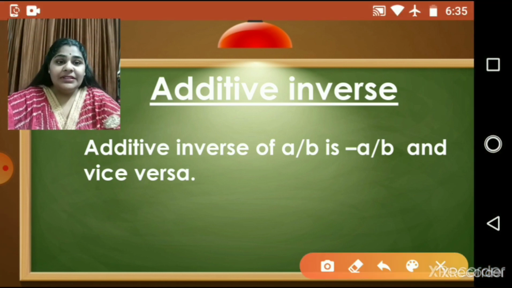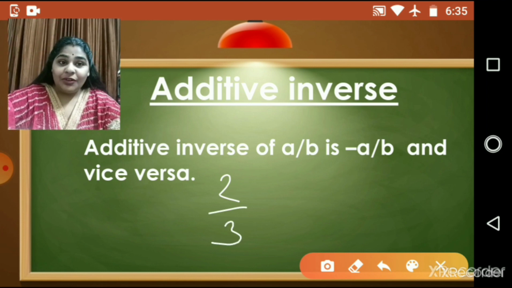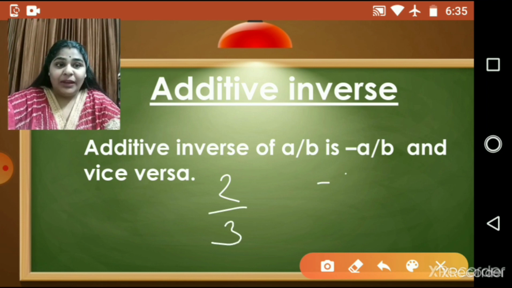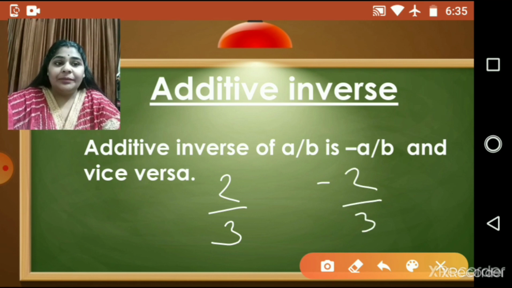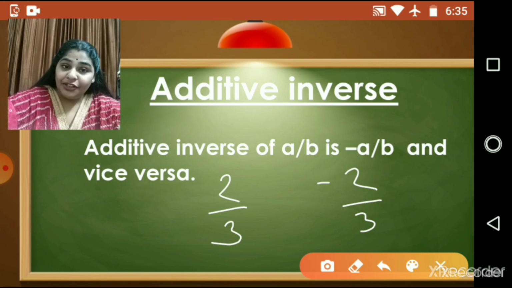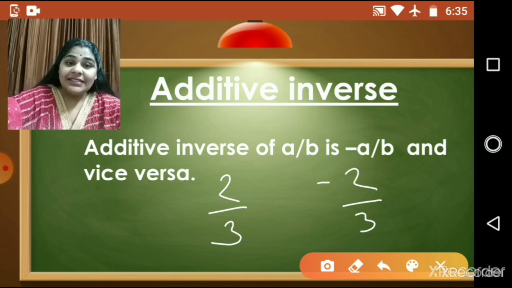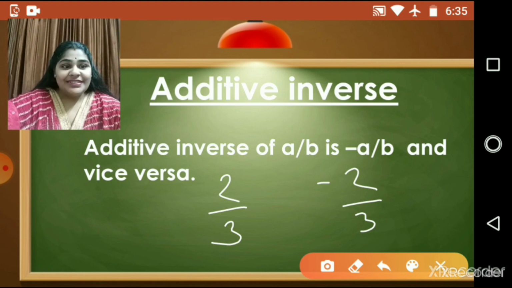For example, suppose I write 2 upon 3. What will be the additive inverse of this rational number? That is minus 2 upon 3. The numerator and denominator will not change, children, in additive inverse. Only the sign is going to change. Is this clear? So this is the additive inverse.